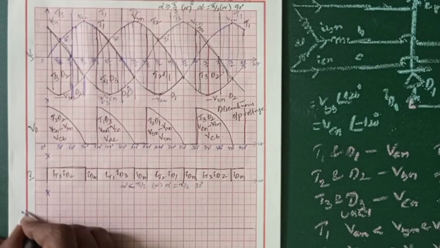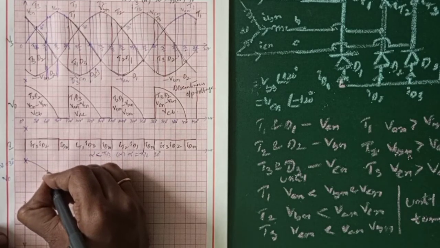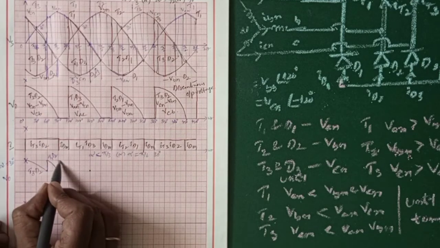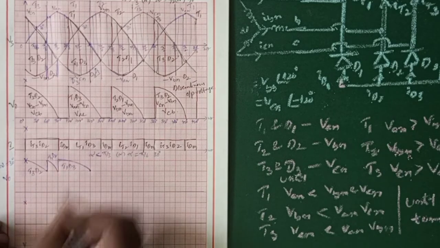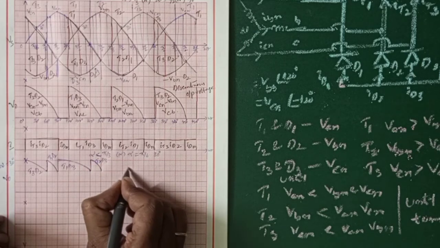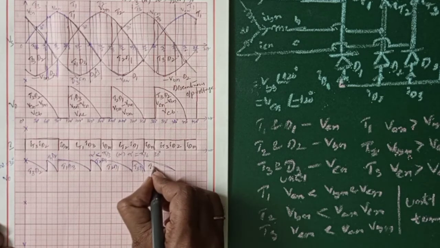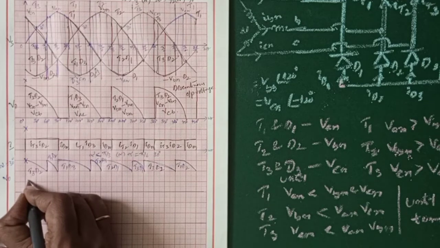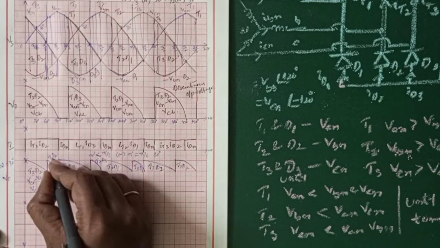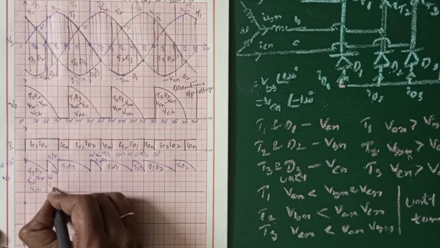Let us try to draw the output voltage for alpha equals 30 degrees. The T3, D2 is on. Between these two, T1 and D2 is on. T2, D3. This is T3, that is VCN minus VBN. This is VCB, and in between these two, T1 and D2, that is VAN minus VBN, so VAB.